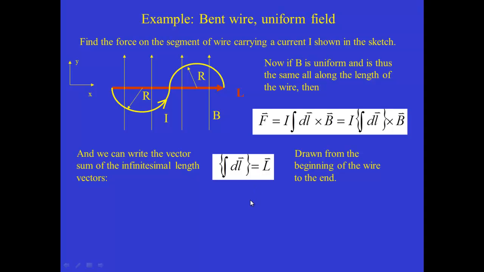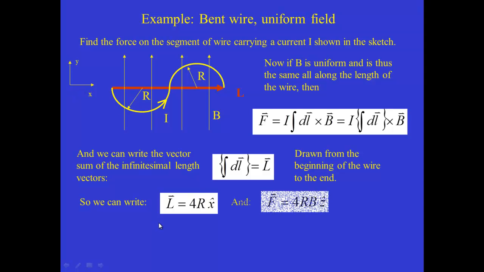And so in this case, the force equation simplifies quite nicely. We see that L is equal to 4 times the radius in what I've called the x direction. And then the force is really simple because we just take the x hat direction for L, cross it into B. So if we take fingers along x and curl them toward B, then the force is out of the board or in the z hat direction. So that's a very nice simplification of what looked initially like it was going to be a pretty hard problem.